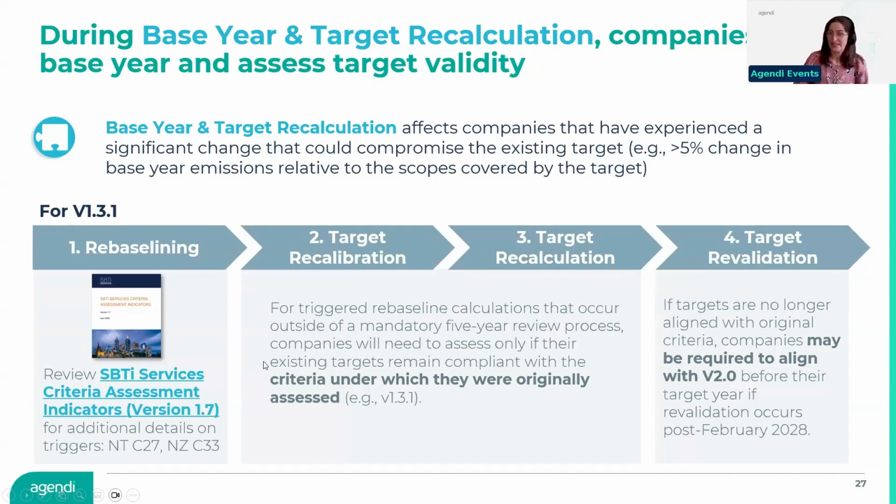And you may need to align with V2.0. This is if the revalidation occurs after that February 1st, 2028 date, where V2.0 is mandatory. So rebaselining in and of itself doesn't mean you need to transition to the new standard, but if you do need to revalidate your targets for any reason and it happens to be after February 1st, 2028, then you would need to transition to V2.0. Hopefully that clarifies some questions.